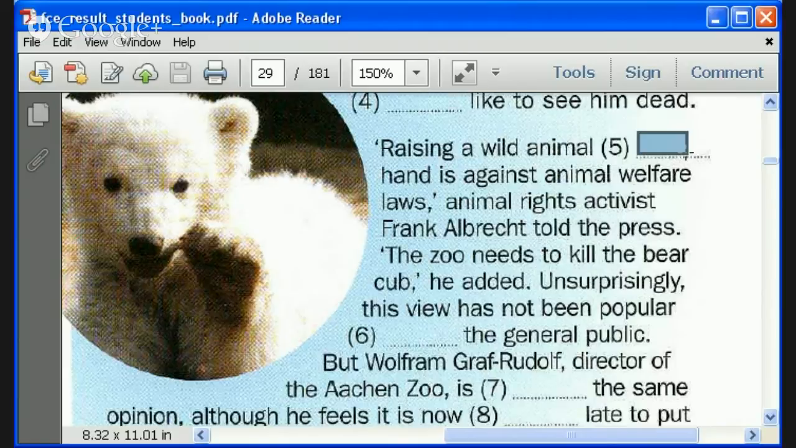Do you know any other collocations with blank hand, a preposition? In hand, maybe. Yeah, if you have something in hand, that means you have it nearby. I have $50 in hand, right? That means I have $50 in my pocket. So that's not quite right. Raising a wild animal in hand, that's not going to work.